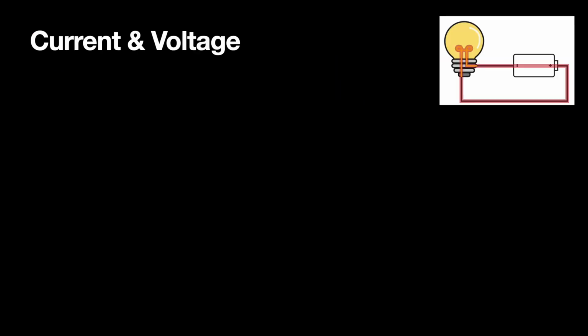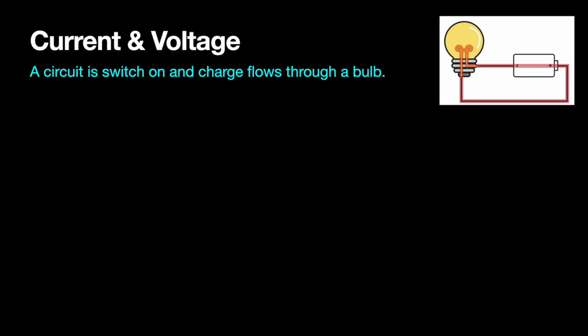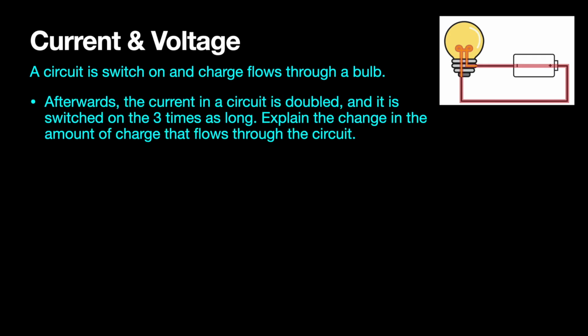These questions are going to relate current and voltage. So here we have a circuit. It's switched on and charge flows through a bulb. Afterwards, the current in the circuit is doubled and it's switched on for 3 times as long. Explain the change in the amount of charge that flows through the circuit. Pause the video and have a go first.